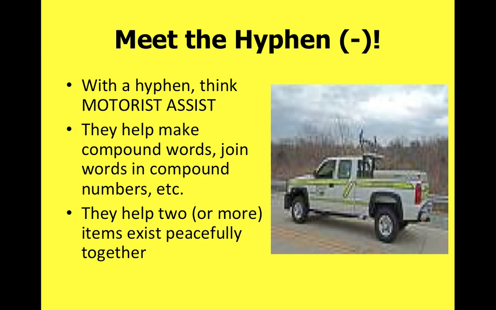Our second punctuation mark we're going to talk about is the hyphen. With a hyphen, I want you to think of it as a motorist assist vehicle. So it's coming to help you out. It helps make compound words, joins words and compound numbers, things like that. They help two or more items exist peacefully together. So the hyphen, you can kind of see up there at the top, is the shorter one. A dash is the one that's actually a little longer, and we're going to talk about that later.